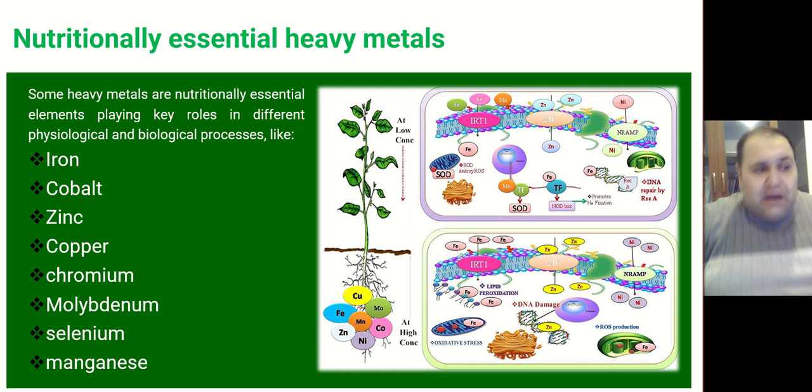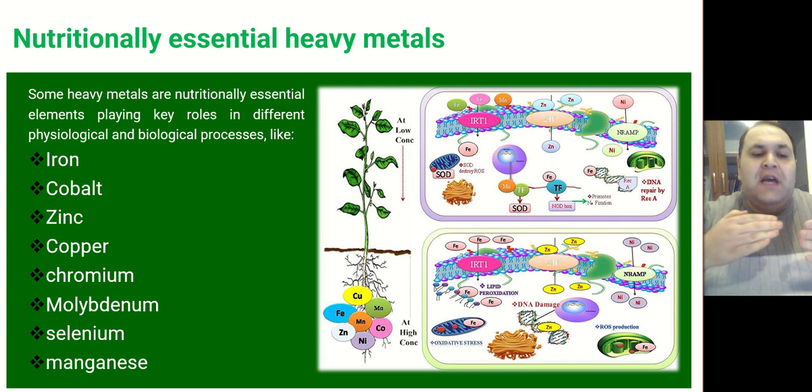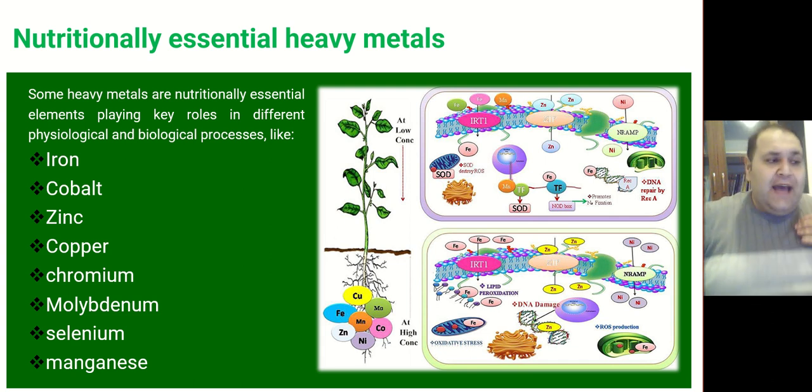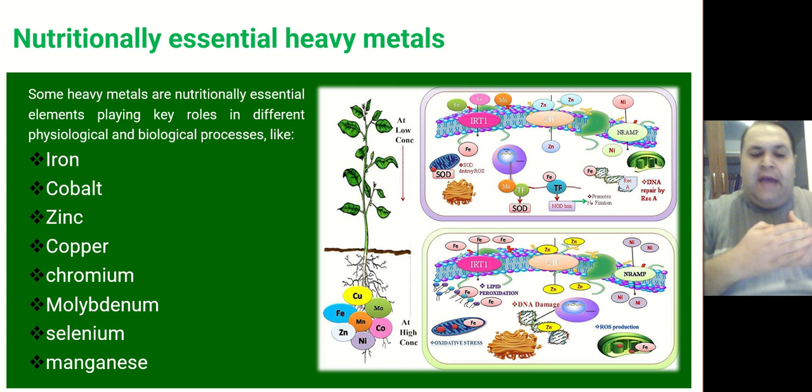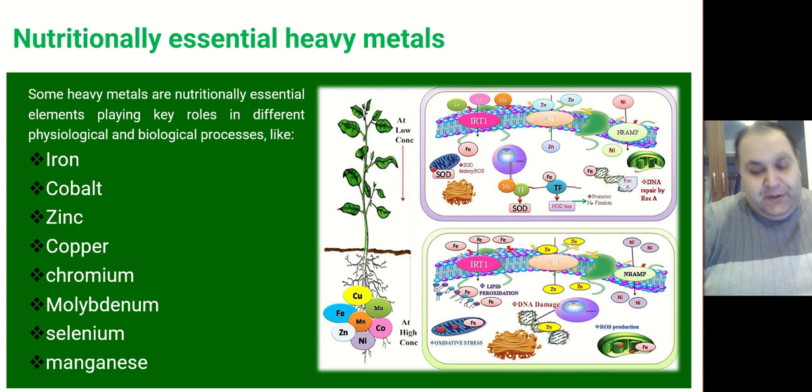What are the nutritionally essential heavy metals? Some heavy metals are nutritionally essential elements playing key roles in different physiological and biological processes, like iron, cobalt, zinc, copper, chromium, molybdenum, selenium, and manganese.